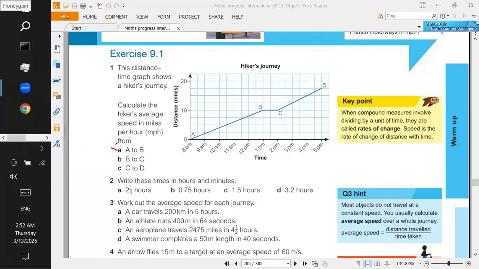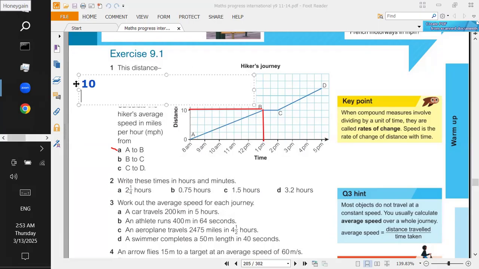As we notice from A to B, from here till here, the distance is what? The distance is here, which is 10 miles. And the time will be here. So distance on the vertical line and time on the horizontal line. The time started from 8. So 1, 2, 3, 4, 5 hours. So we have 10 miles divided by 5 hours. So 10 divided by 5, and the answer is, very good, 2 miles per hour, 2 mph.